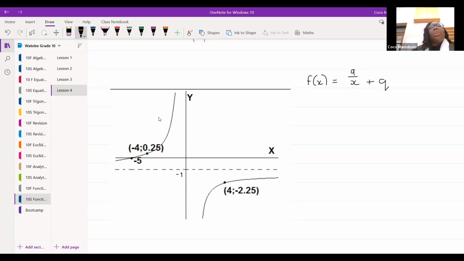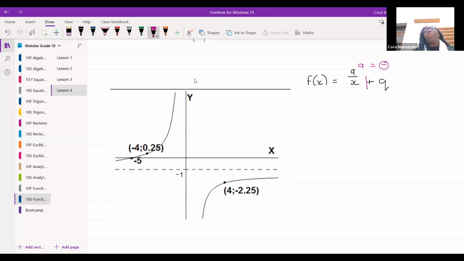Now, first, have a look. Which quadrants is our graph in? It's in quadrants 2 and 4. So what do we know about A, guys? A needs to be a positive or a negative number? It must be negative because my quadrants are 2 and 4, so negative. My A must be negative.